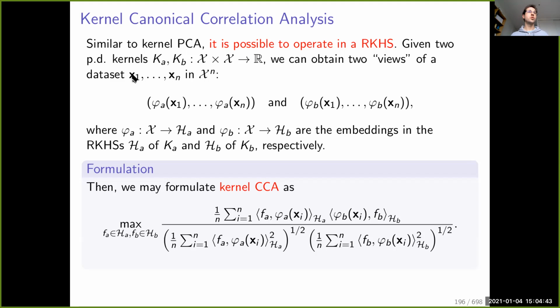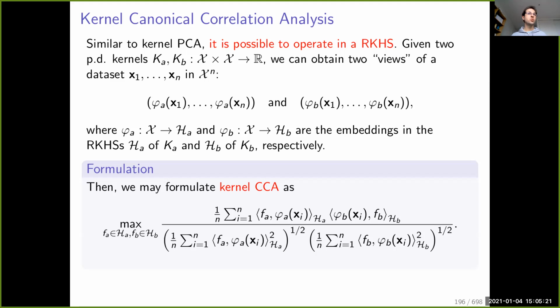Or two views for a single data set x1 to xn is now the set of the phi A of xi and the phi B of xi, where phi A is the kernel embedding of the kernel Ka, and phi B is the kernel embedding of the kernel Kb. Both of them are sending the data to two different RKHSs, HA and HB. So this is what it means to do also kernel CCA. Here we have two kernels and we are sending the data in two different RKHSs.